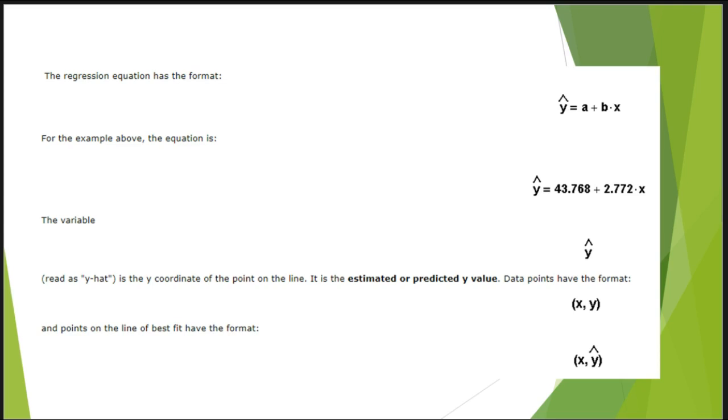The regression equation has the format y hat equals a plus bx. For the example on the previous slide, this is the equation. Y hat equals 43.768 plus 2.772 times x. The variable y hat is the y coordinate of the point on the line. It's the estimated or predicted y value. Data points have the format x, y, and points on the line of best fit have the format x, y hat.